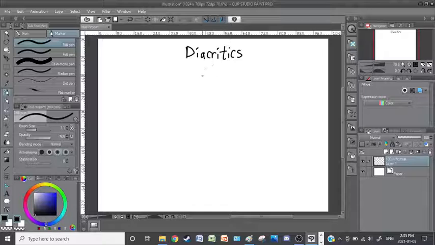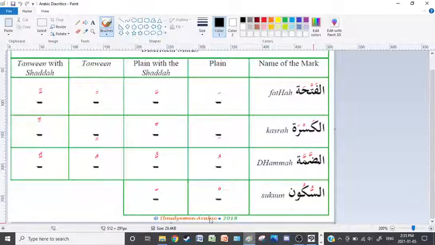For the diacritics, I'll show you a table here that I will also be providing. Here it shows the name of the diacritic in Arabic and in English. Just remember it is not an H.